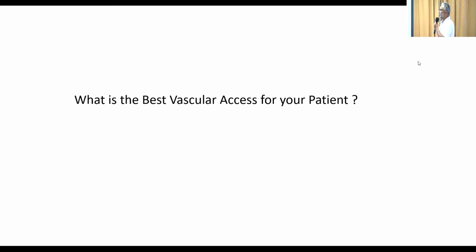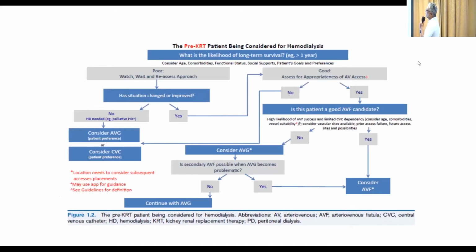So what is the best vascular access for your patient, right? Is it a CVC? Is it a fistula? Is it a graft? And again, we'll go through a few diagrams here. I'll just point here. So these are patients pre-kidney replacement therapy and considered for hemodialysis. What do you look at? What is the likelihood of this patient to survive? Is the patient going to survive more than 1 year? Consider the age, the comorbidities, the functional status, the social support, and the patient's own goals and preference.